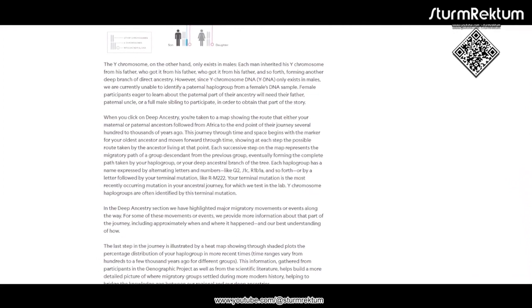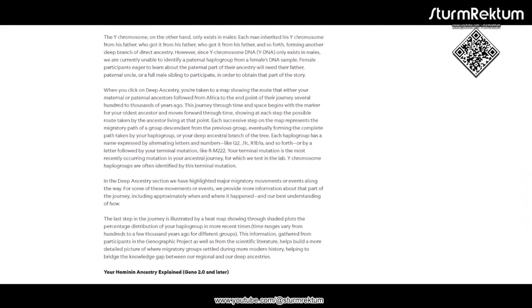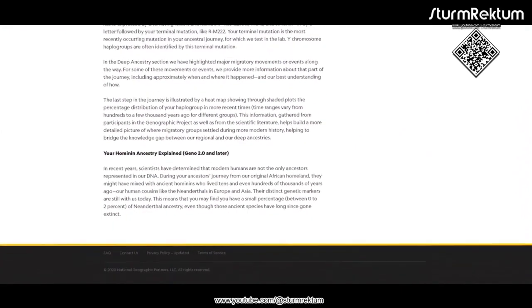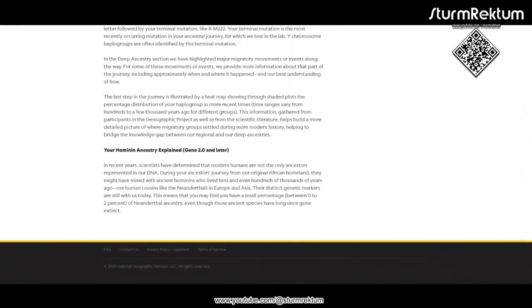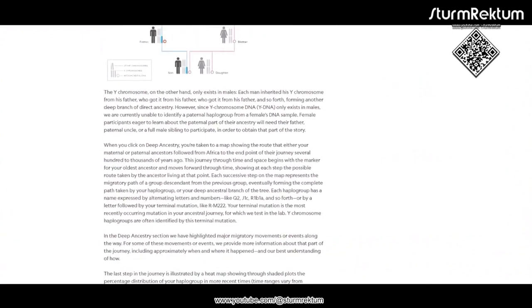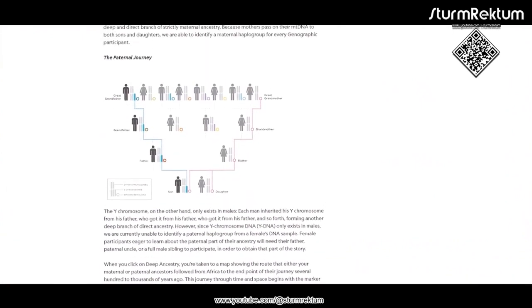The Geno 2.0 test offered by National Geographic's Genographic Project was a DNA testing service that aimed to trace the deep ancestry and migration history of individuals. The project was launched in 2005 with the goal of using genetics to better understand the history of human populations and their migration patterns. Geno 2.0 test.